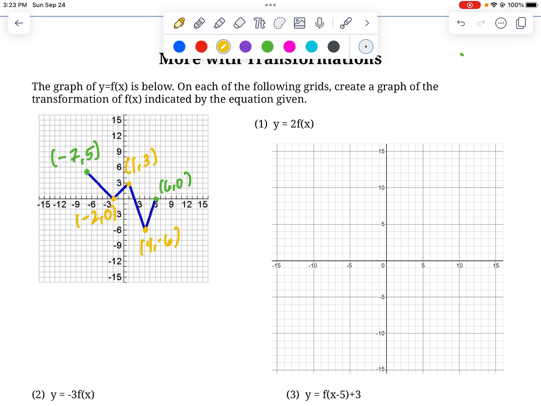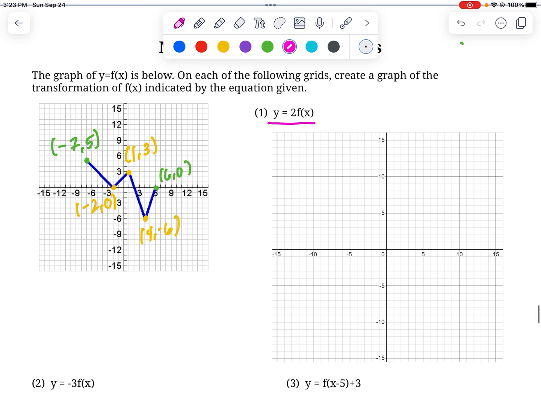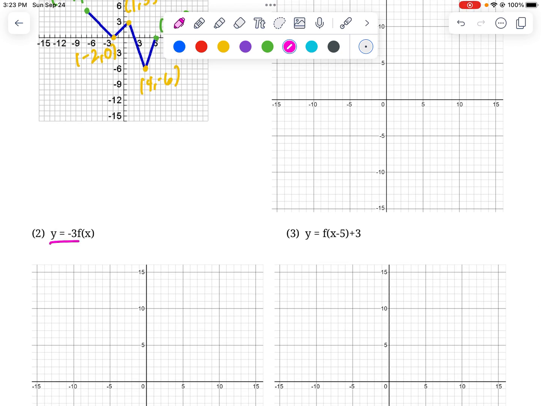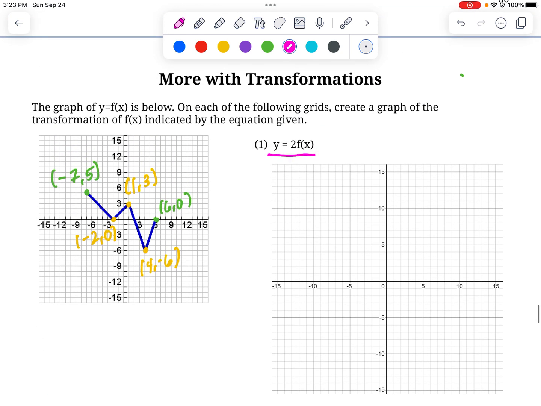Now, what I'm going to do is look ahead and see that I have 3 different transformations to do. I have this one, and then I have another couple questions down here. Each of these is a transformation of this same parent graph, this dark blue parent graph that I have. I have 3 children that come from that.